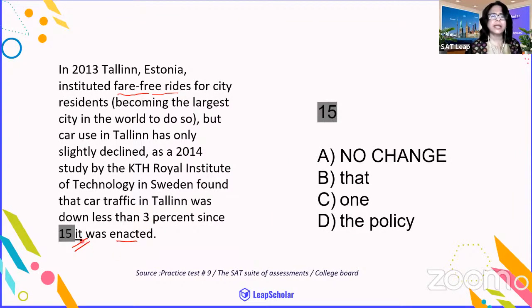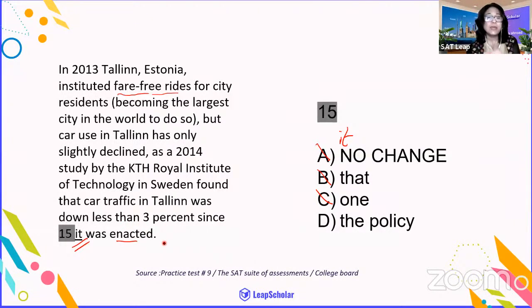Okay. So what is this standing for? It. It is fine. But is there a noun here which is being replaced by this it? What is the antecedent? Fare-free rides. Yeah, you could say fare-free rides, but that is plural, right? Since they were enacted. Do I have any they here? Do I have any plural pronoun? It is no change. So it is not right. Fare-free rides, it can't be it. That is also singular. And one is also singular. So what do I have left? The policy. The policy is singular, but that's fine.